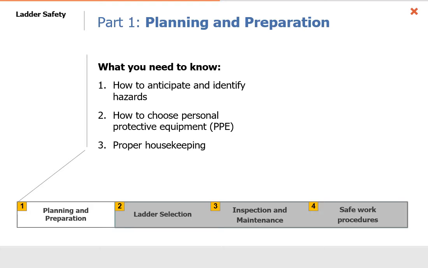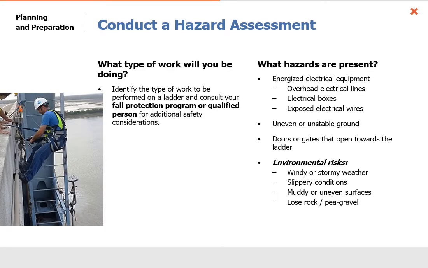So here are some things that you'll need to know when planning and prepping for work. How to anticipate and identify the hazards, how to choose PPE or personal protective equipment, and proper housekeeping are all things that can go into this. When conducting a hazard assessment, it's imperative that you understand what type of work you will be doing. So identify the type of work to be performed on a ladder and consult with a fall protection program or a qualified person for additional safety considerations.